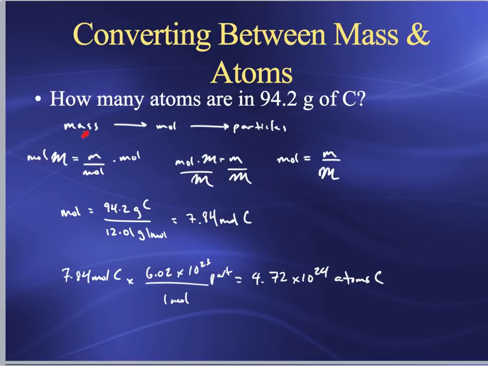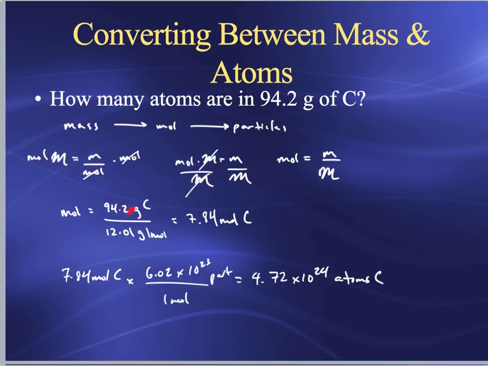The first thing to do is convert mass to moles. To do that, I've got to get moles by itself. I'm going to cancel moles, and then I've got moles times molar mass is equal to mass. Then I'm going to divide both sides by molar mass. That leaves me with moles equal to mass divided by molar mass. So that's another form of this equation.